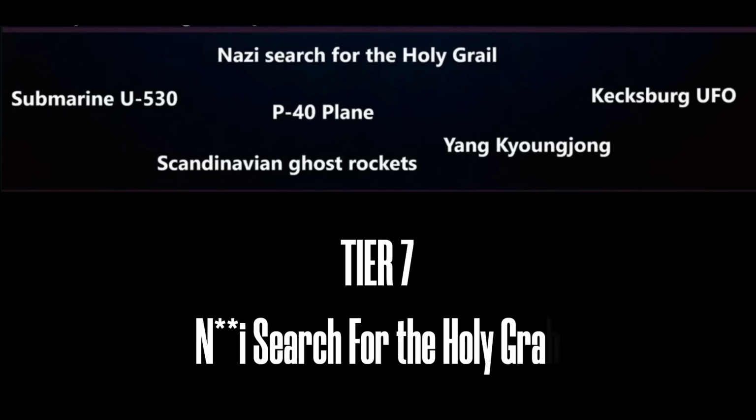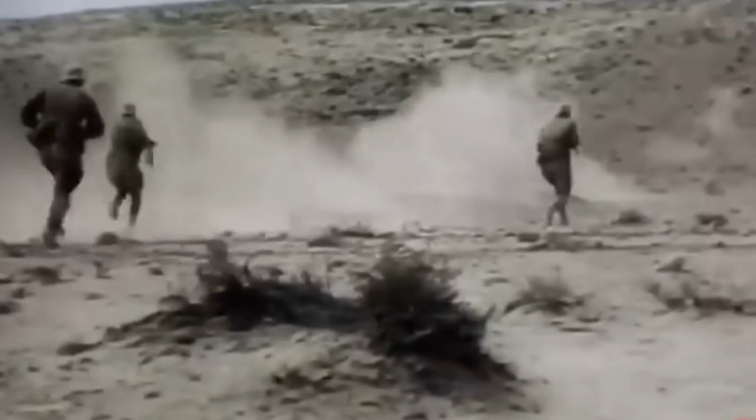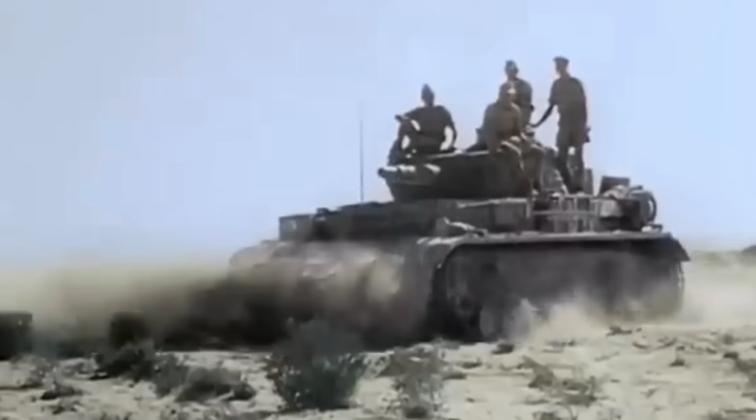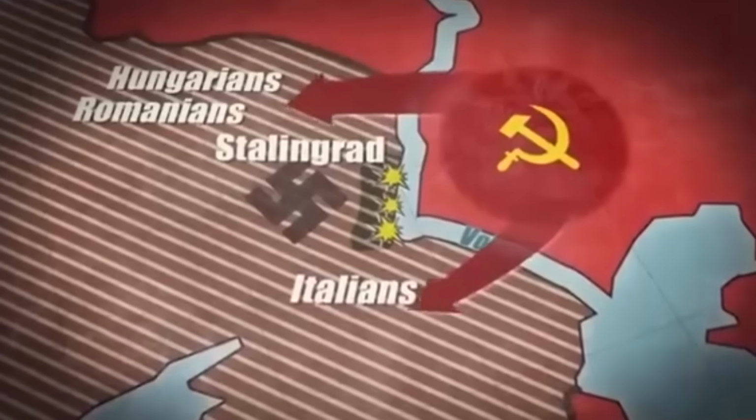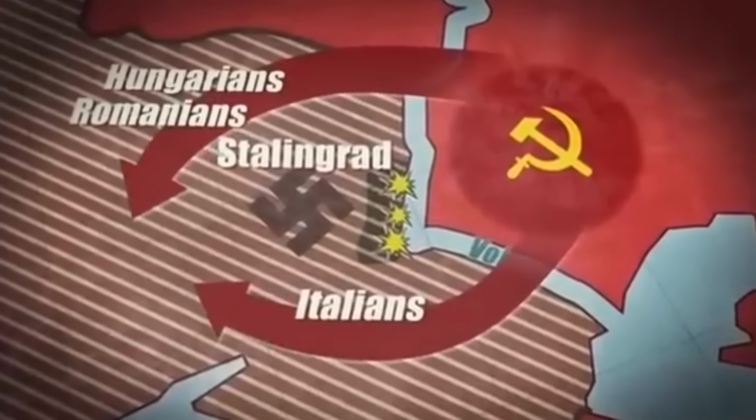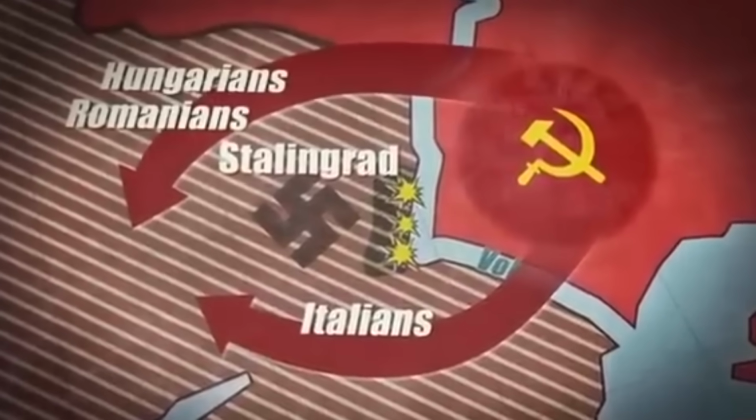Tier 7. German Search for the Holy Grail. Now we're getting into some crazy interesting stuff that I just love. But the German search for the Holy Grail is a popular myth and part of the broader legend surrounding German occultism and the quest for supernatural artifacts during World War II.